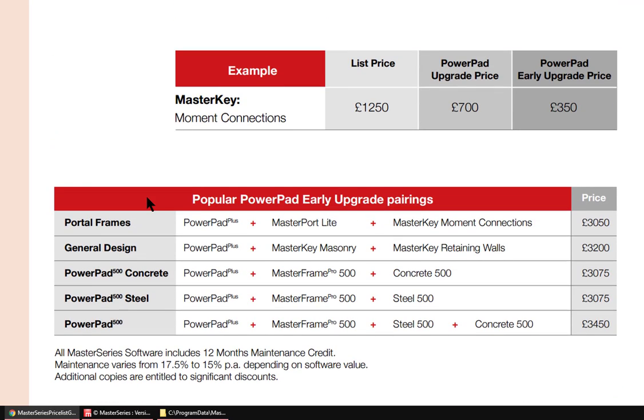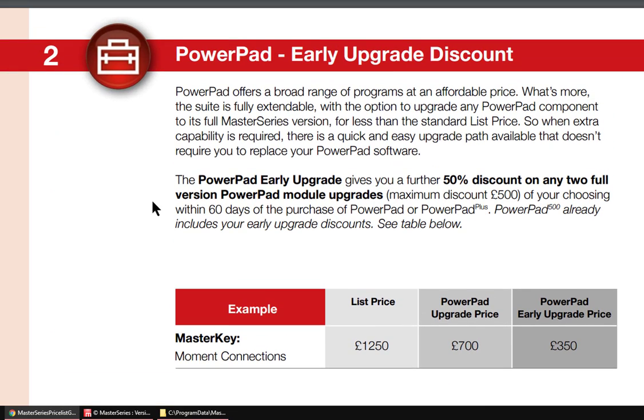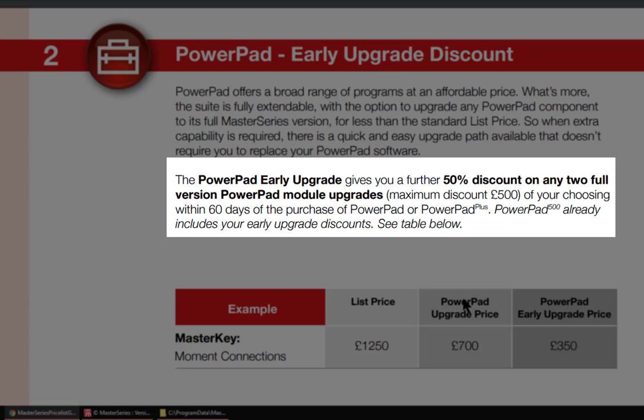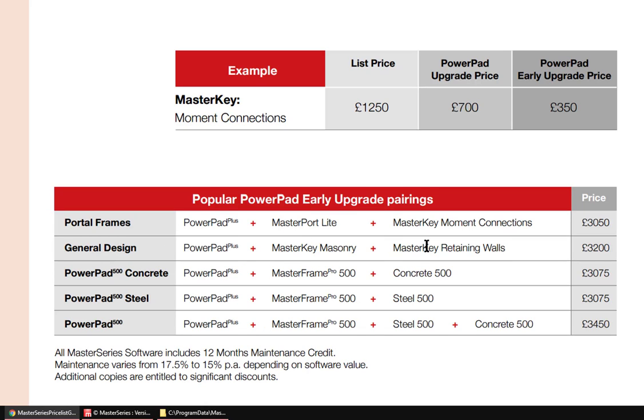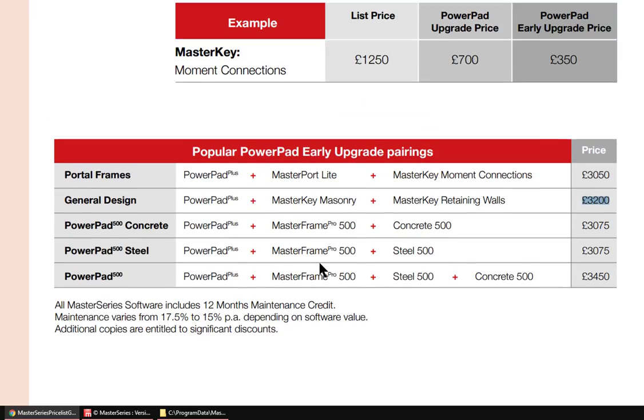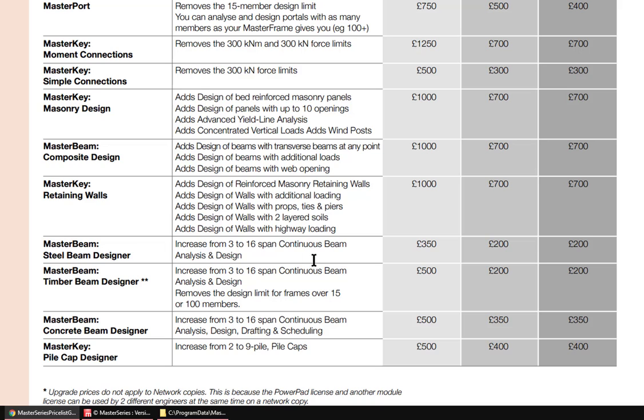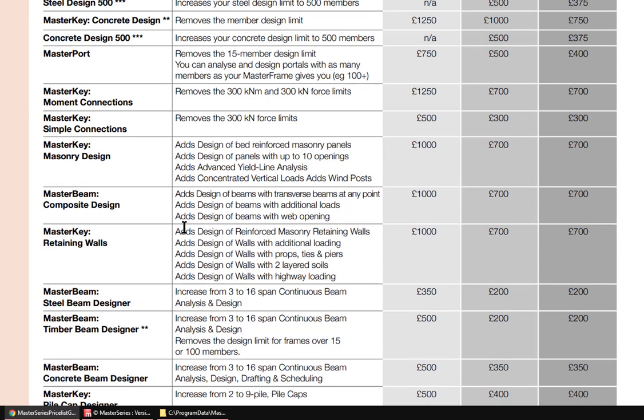If you buy it at the same time, you're allowed to upgrade any 2 programs for half their normal discount price. Which means, for example, people who are doing masonry and retaining walls can take the 2.5K plus another 700 rather than 1400 for the masonry retaining walls. We also have others. These are just example early upgrade pairings. So you have full access to upgrade any components, and you can upgrade them at any time. It's just within the first 60 days that you get that double bonus discount available on them.